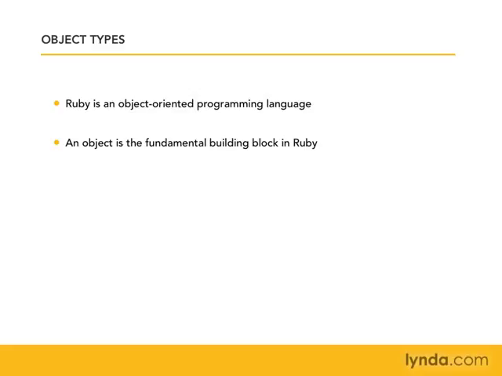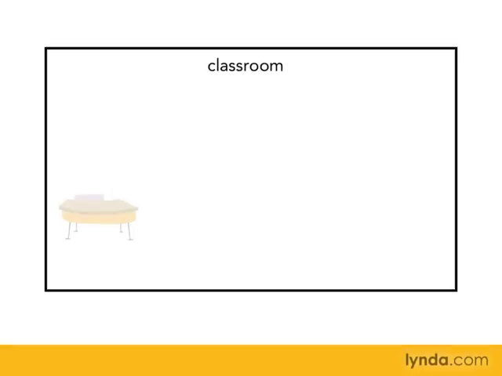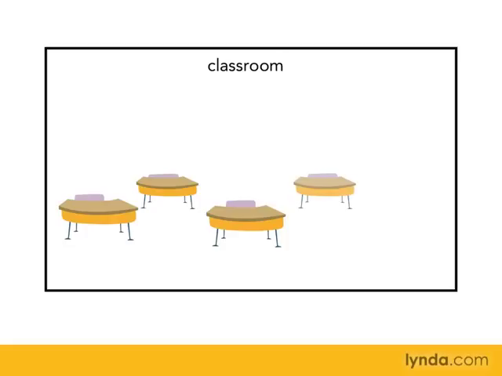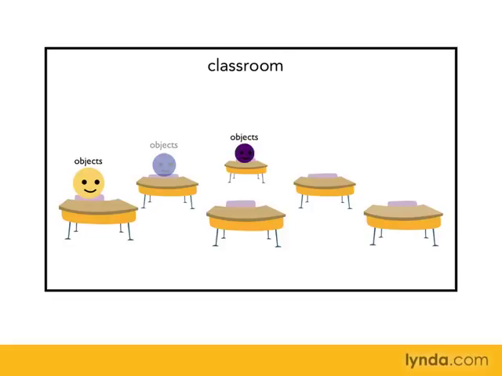Well, we call it an object because it's rather analogous to an object that you would have in the real world. So for example, in the real world, we would have an object that would be a classroom, right? That's a thing. And that could be modeled in Ruby as being an object as well. And in the real world, we would have students that would be in the classroom, and those students would also be modeled as objects. And each of the desks in the classrooms could be an object, and so on.